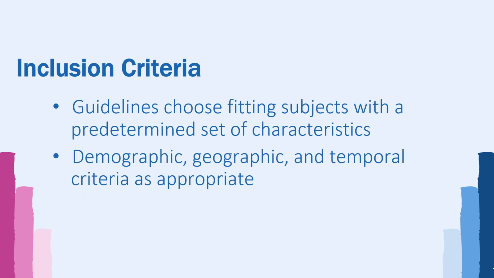Now, inclusion criteria. I mentioned earlier that your inclusion criteria is needed for us to ensure that our respondents are properly described. So an inclusion criteria is a guideline that we choose to fit subjects with a predetermined set of characteristics. Okay, guideline for predetermined set of characteristics. Example, demographic, geographic, and temporal criteria as appropriate.